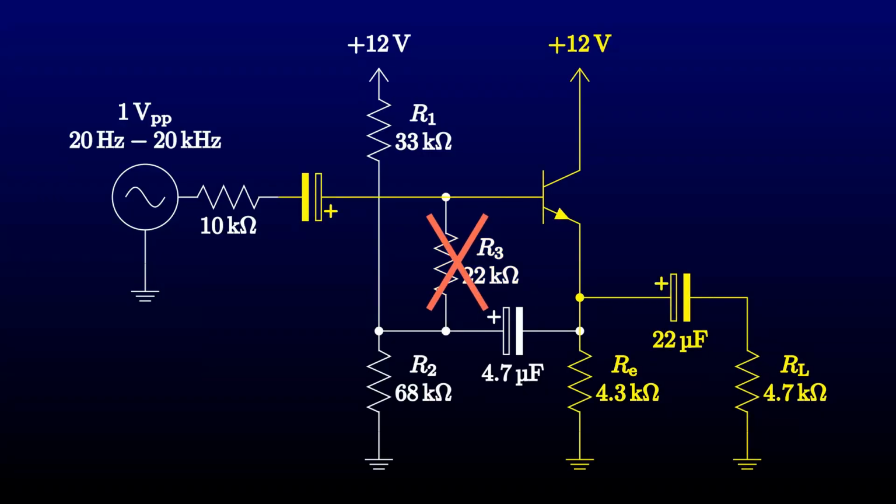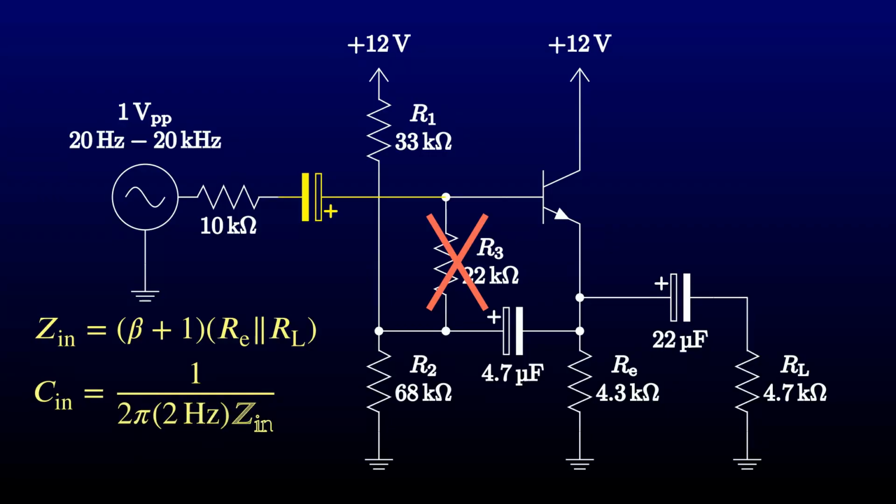So the only load that the input sees is the base of the transistor, beta plus 1 times the emitter resistor in parallel with the load. The input capacitor forms a high-pass filter with that impedance. And we can use a value about a quarter what it was before. I've got film capacitors that size on hand. No need for an electrolytic here.